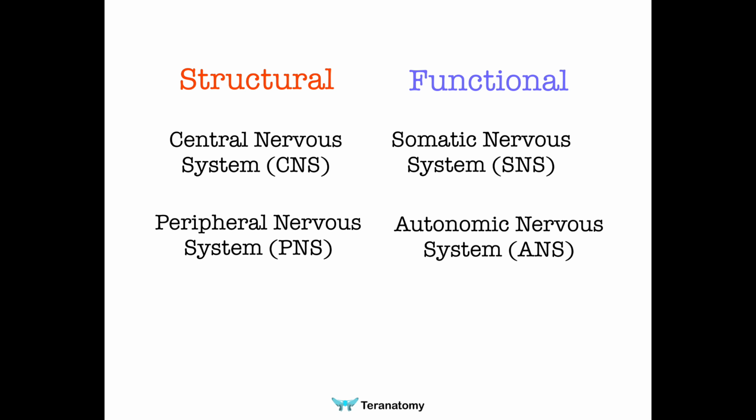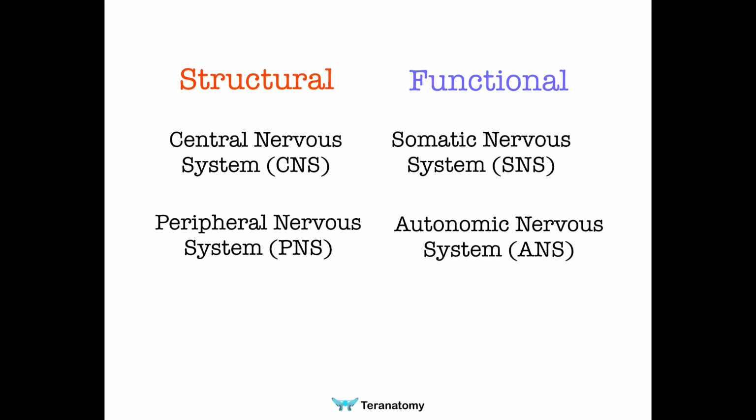Now, let's talk about how the nervous system is divided according to each perspective. From the structural approach, the nervous system is divided into the central nervous system and the peripheral nervous system. From the functional approach, the nervous system is organized into the somatic nervous system and the autonomic nervous system. For now, we will begin by studying the structural approach, as it provides the foundational framework we need before moving on to function.